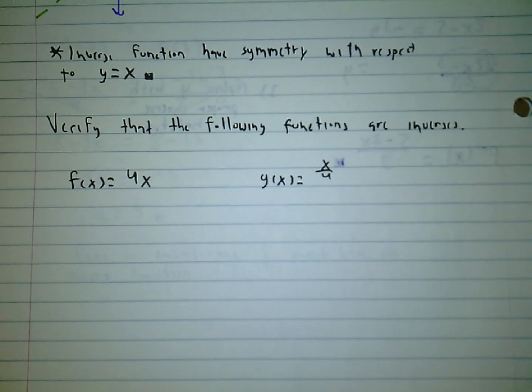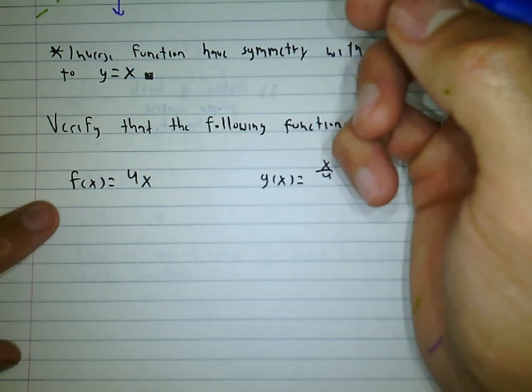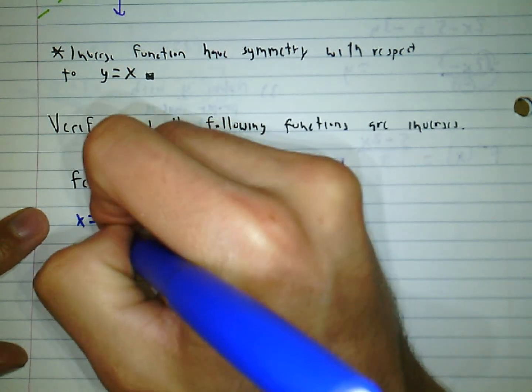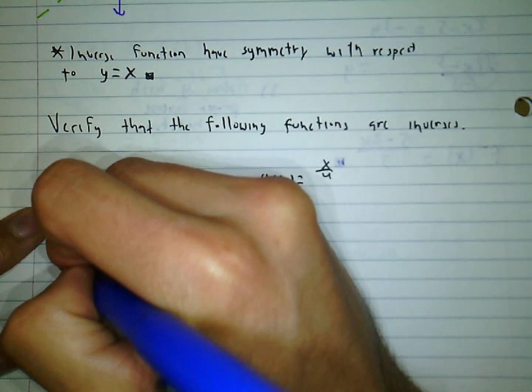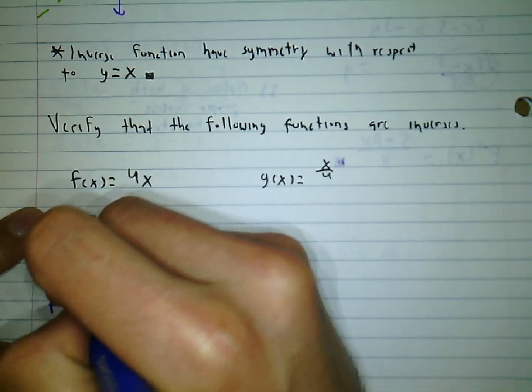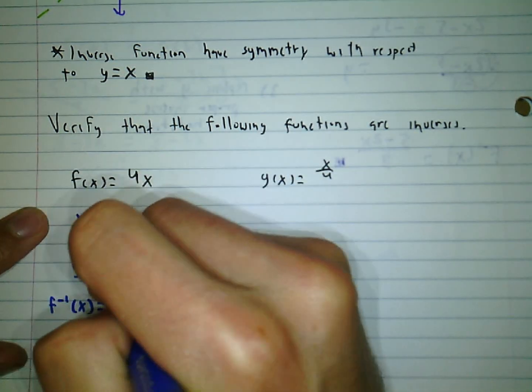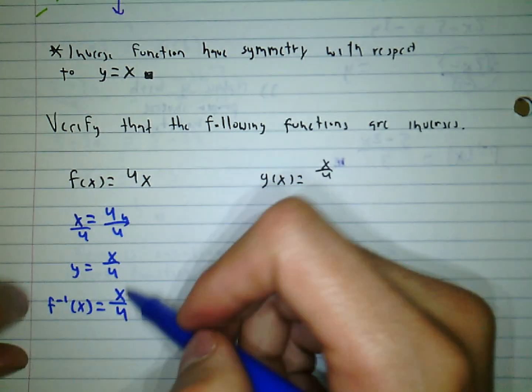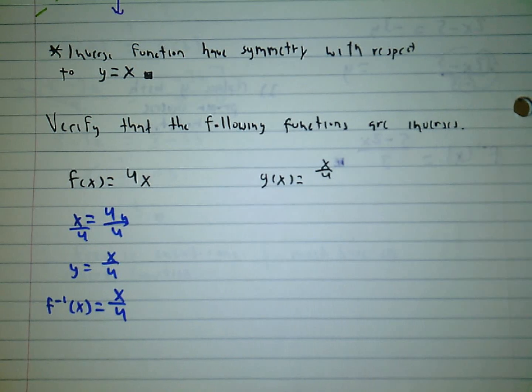Okay. So you've got a bunch of tools under your belt right now to do this. First of all, you could switch x and y on this one. So you could say x is equal to 4y. You divide by 4, which means that y is equal to x over 4, which means that f inverse of x is equal to x over 4. And as you can see, yes, this function and this function would be inverses of each other.